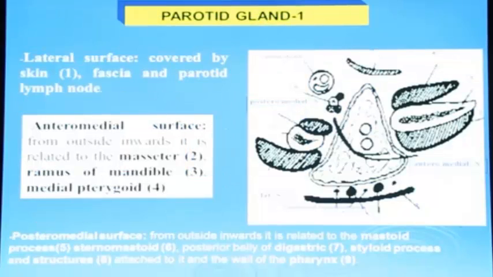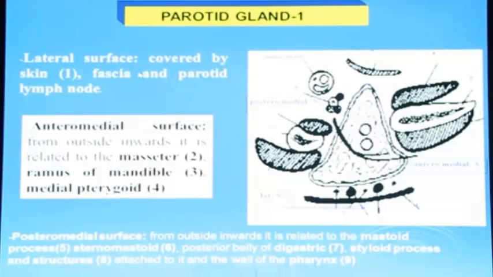This is the parotid gland. The lateral surface is covered by skin and fascia, and there are also parotid lymph nodes. This is the lateral surface of the gland, where we have the skin and fascia as well as parotid lymph nodes.